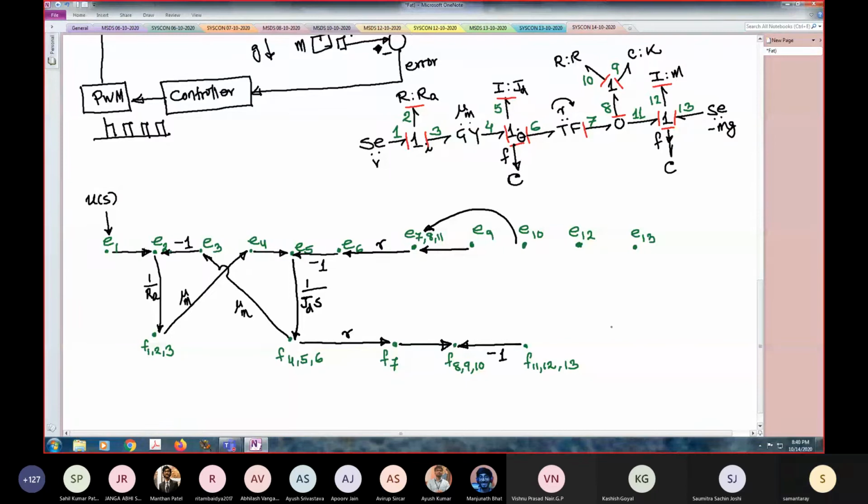Then there are two elements there. R10 is in resistive causality. To the R element, input is flow, output is effort. So E10 is F10 times R. So we will write E10 is R times F10.